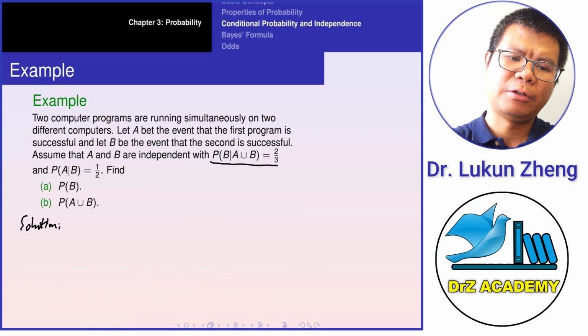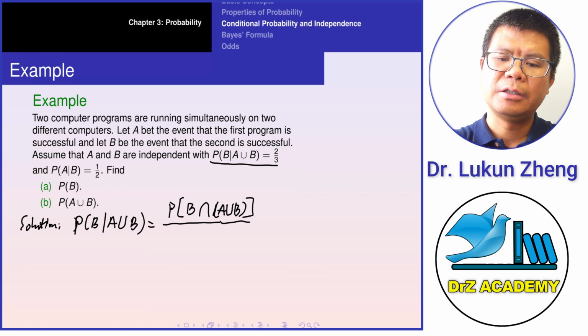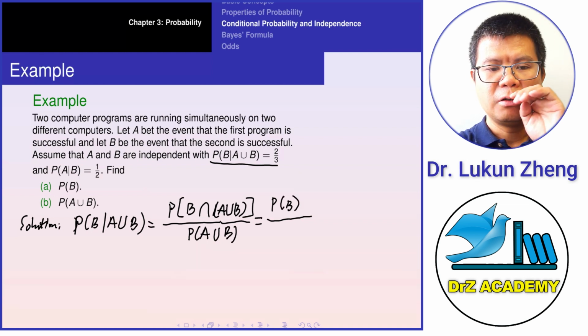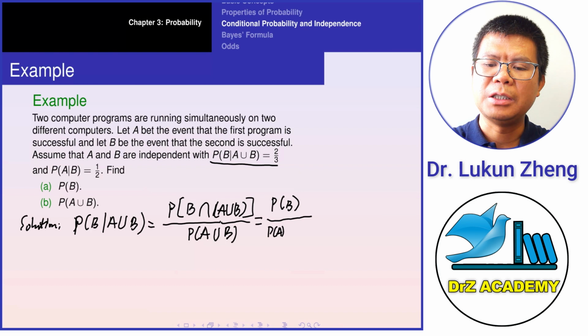Let's see what we have from the question: the probability of B given A union B. This equals, on the top, the probability of the intersection of B with the union A union B, and on the bottom the probability of A union B. On the top, B is a part of the union, so the intersection is B, so the probability of B. On the bottom is P of their union, which is P of A plus P of B minus the probability of their intersection.